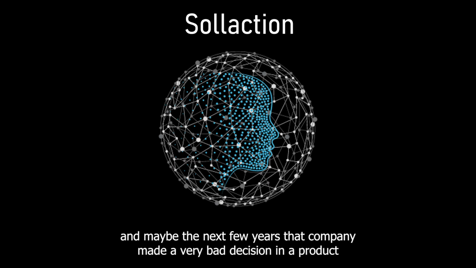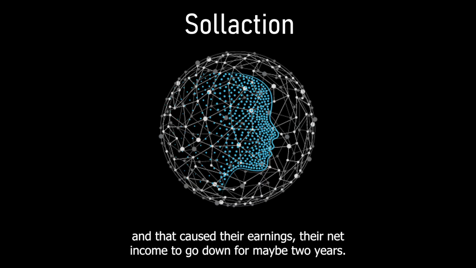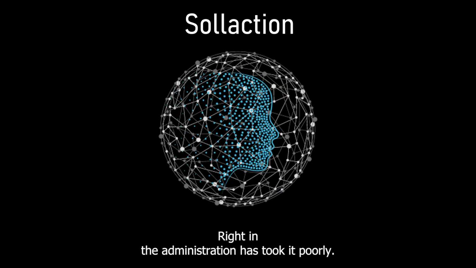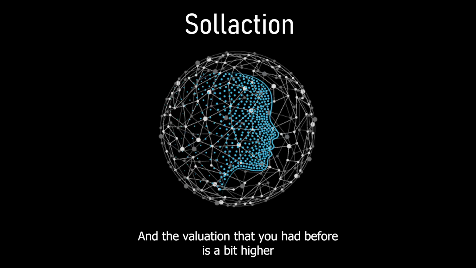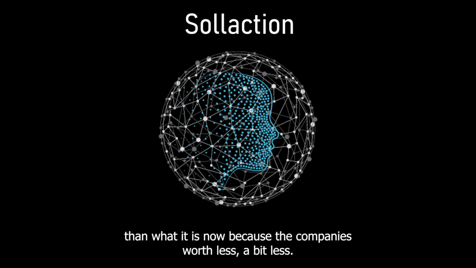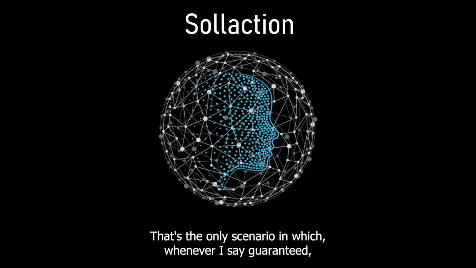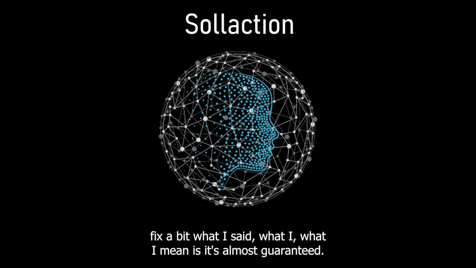Maybe the company made a very bad decision on a product, and that caused their earnings or net income to go down for maybe 2 years, right? The administration handled it poorly, so it took a bit of a hit, and the valuation you had before is a bit higher than what it is now because the company's worth a bit less. That's the only scenario in which, whenever I say guaranteed, I should fix what I said. What I mean is it's almost guaranteed, right?